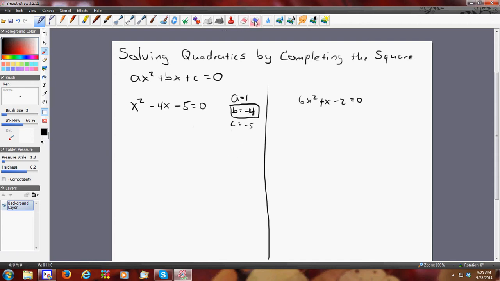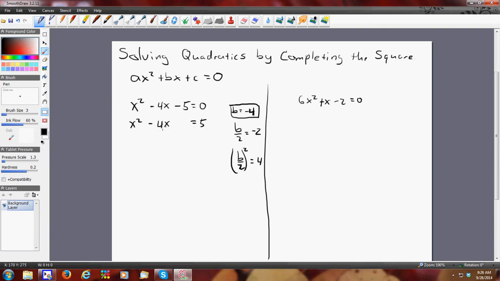I'm actually going to get rid of these other two, and I'm going to show you something else. If B equals -4, that means B over 2 equals -2. And that means that B over 2 quantity squared equals +4. And that's going to make sense in a minute. So what you do when you're completing the square, the first thing you do is you move C over. Oh, and I should say this is when A equals 1.